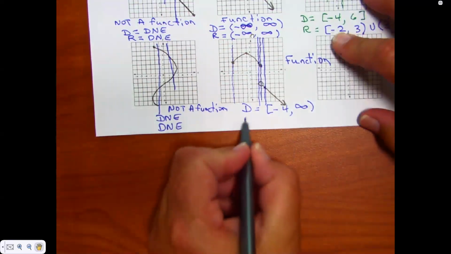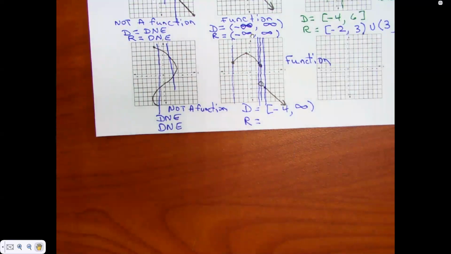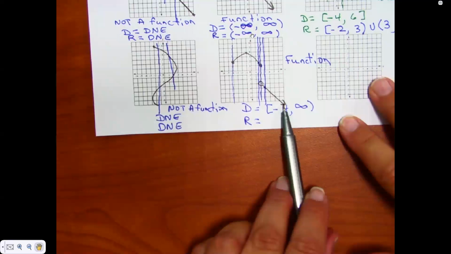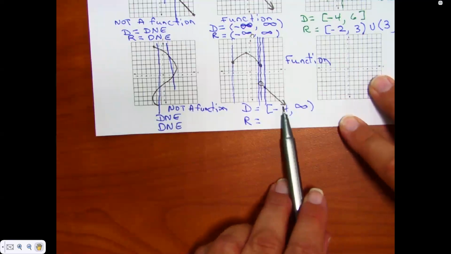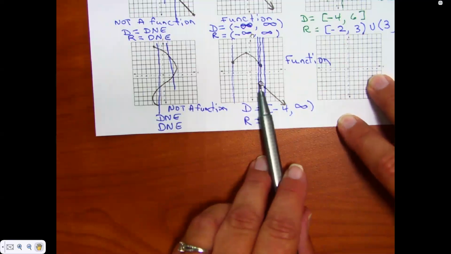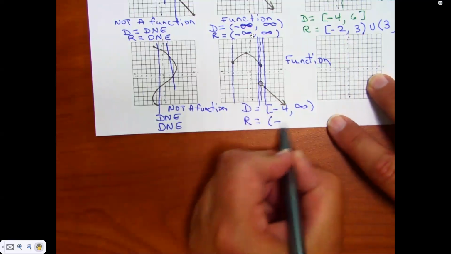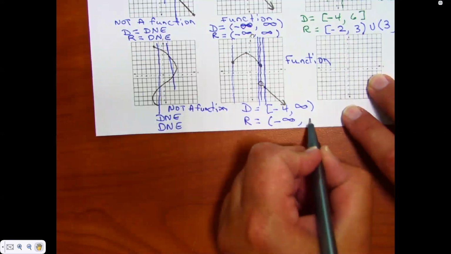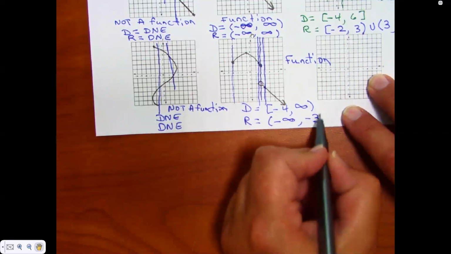All right, and then range. How about range? Low to high. So this line is definitely going down. So -infinity up until -3, parenthesis.